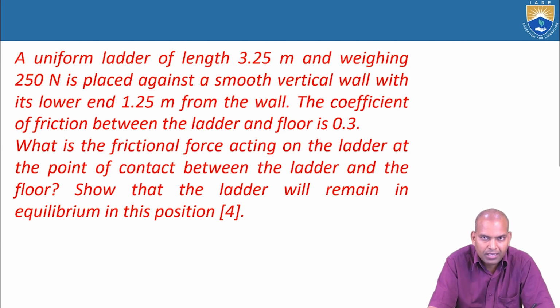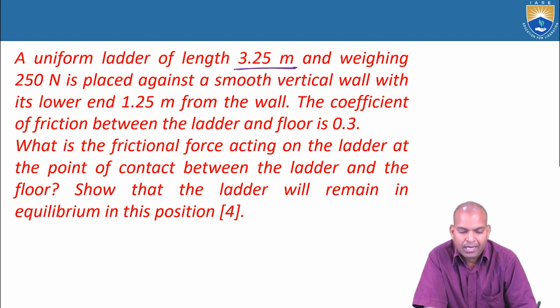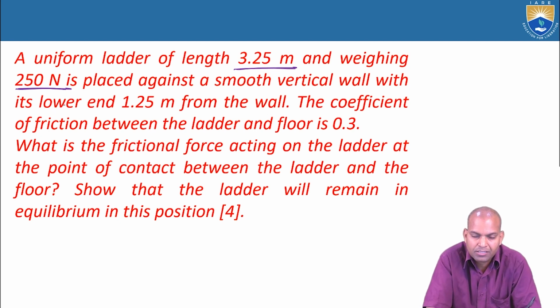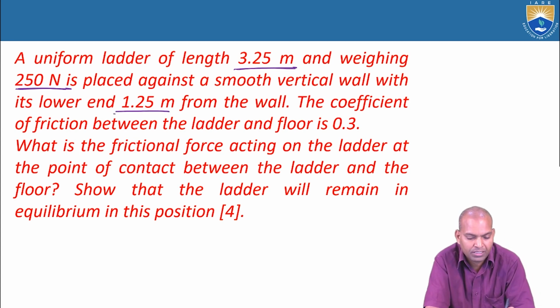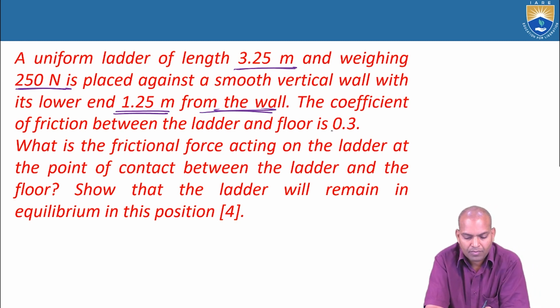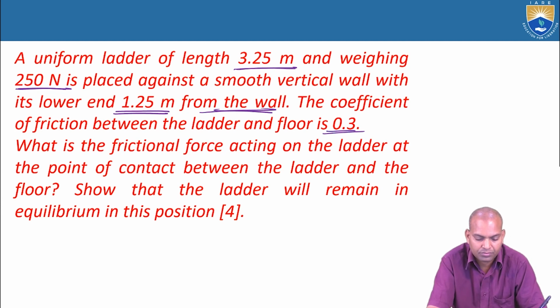Let us begin. Here a uniform ladder of length 3.25 meters and weighing 250 newtons is placed against a smooth vertical wall with its lower end 1.25 meters from the wall. The coefficient of friction between the ladder and the floor is 0.3. What is the frictional force acting on the ladder at the point of contact between the ladder and the floor?